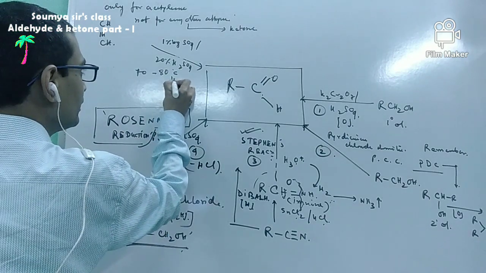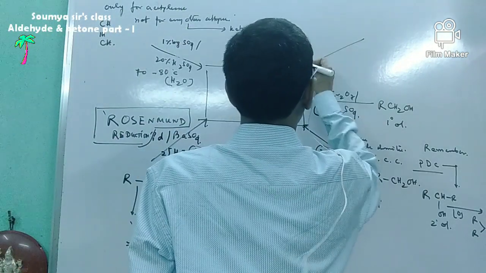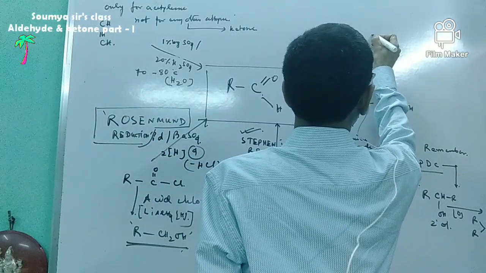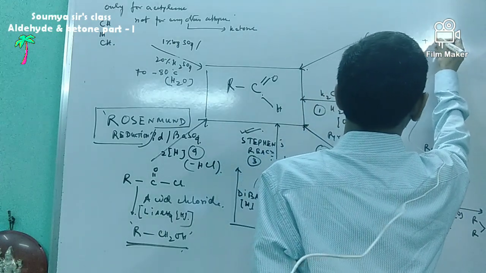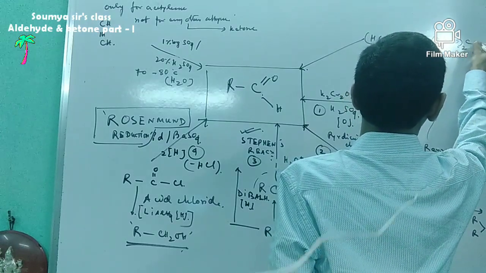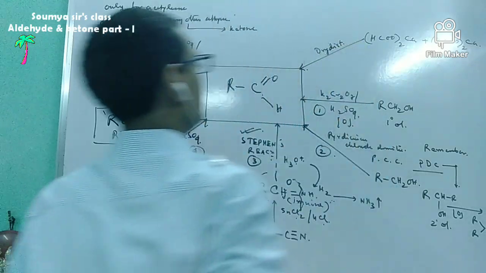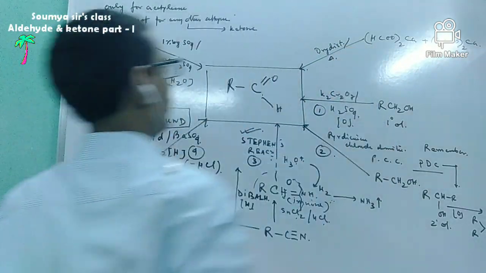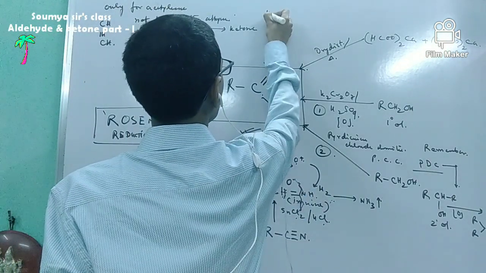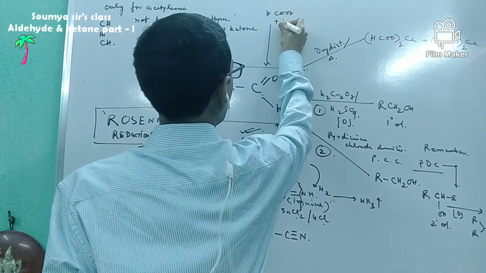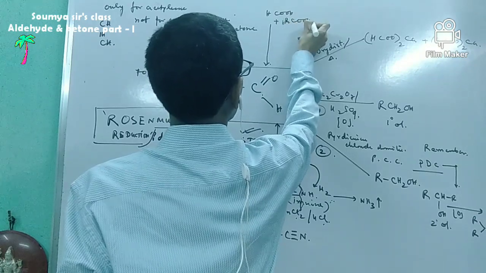Another interesting one is the mixture, as I said earlier, the mixture of calcium formate and calcium carboxylate, which will be heated, that is dry distillation, will always lead to aldehyde. And comparatively less important is formic acid along with any other acid. Formic acid with any other carboxylic acid in presence of manganese oxide at 300 degrees centigrade will form the aldehyde.